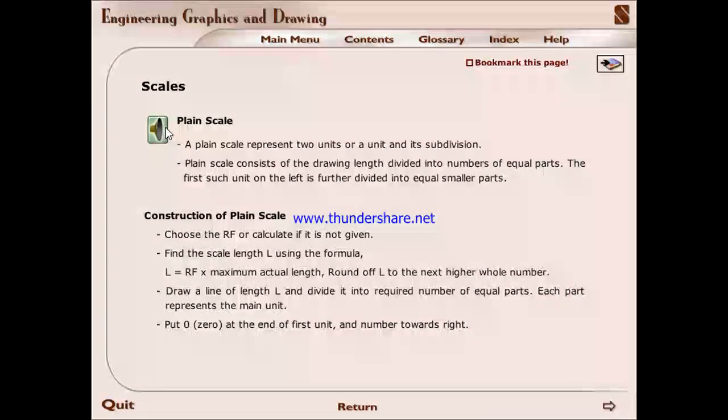Construction of plane scale. Choose the RF or calculate it if it is not given. Find the scale length L using the formula L is equal to RF into maximum actual length, and round off L to the next higher whole number. Draw a line of length L and divide it into the required number of equal parts. Each part represents the main unit. Put 0 at the end of the first unit and number towards the right.